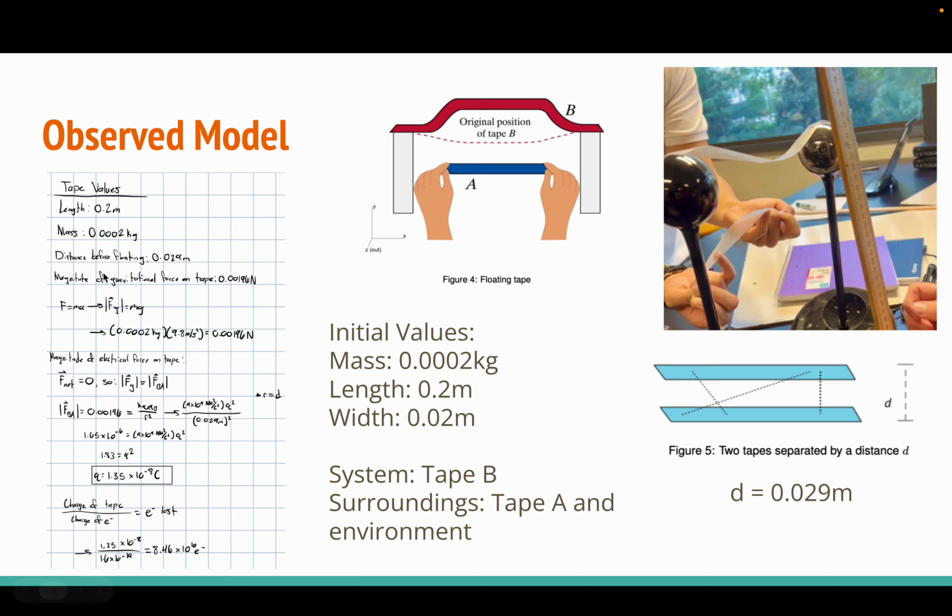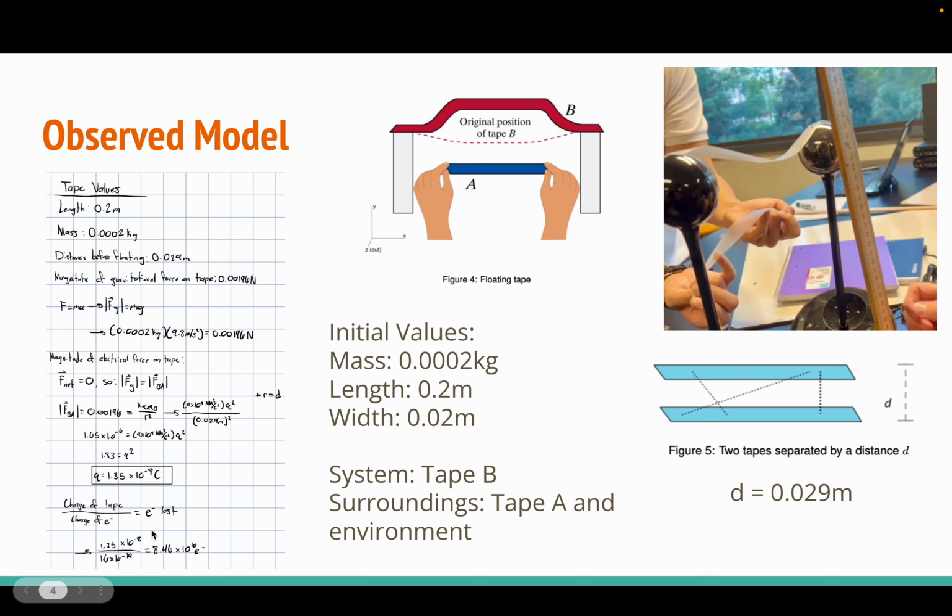And we have our calculations on this side right here. First, we calculated the gravitational force on the tape, and we found that that was 0.00196 newtons. And because F net is 0, it means that the force of gravity and the electrical force of B on A must be the same. And so we just plugged in the number that we got for gravity into our electric force equation, Coulomb's law, right here. And from that, we solved for q, and we got 1.35 times 10 to the negative 8th coulombs for our q charge in our observed model.